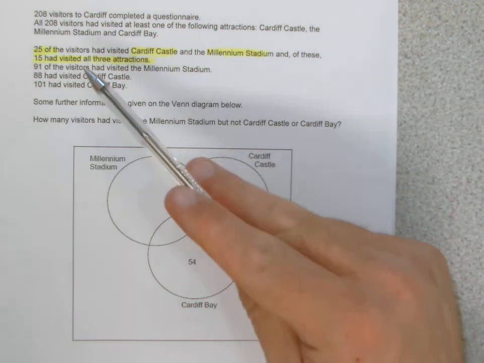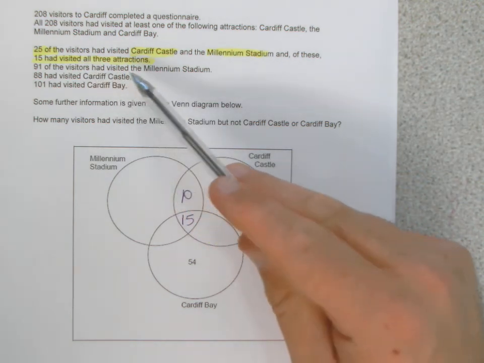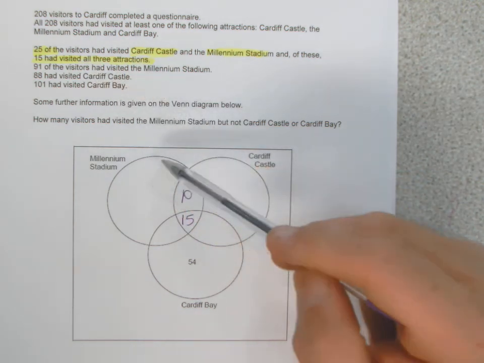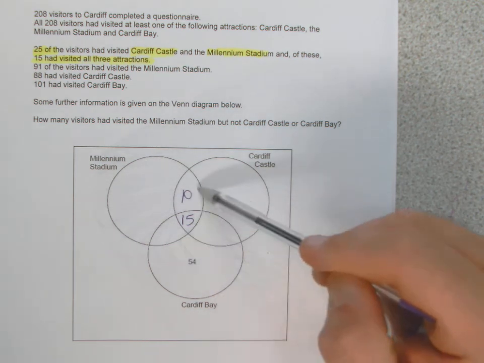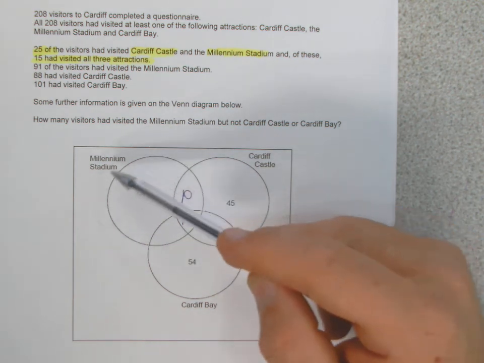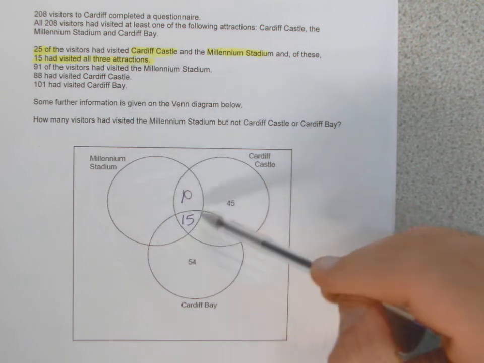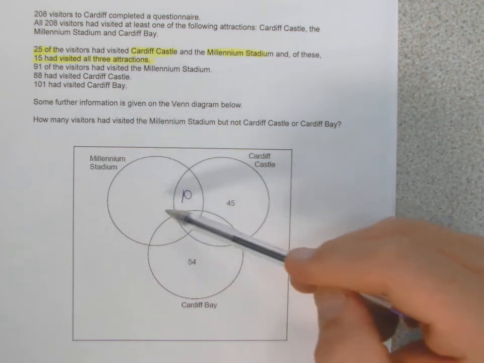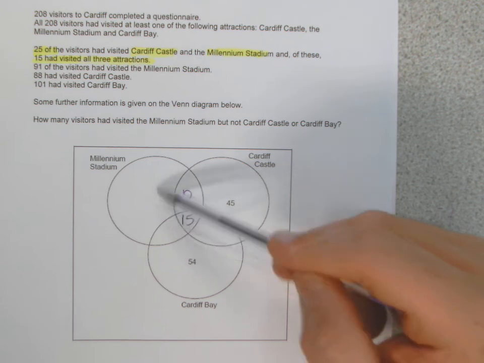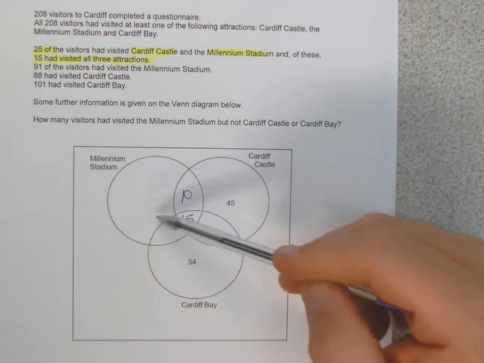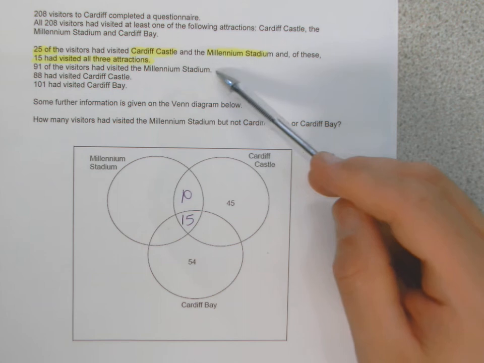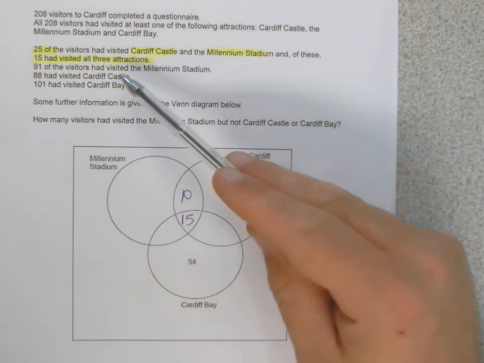Now it says 91 of the visitors had visited the Millennium Stadium. Now let's look at the Millennium Stadium, it's circled here. Unfortunately, that's not really going to help me. The fact that I know there's 91 in this circle, well, I don't know where they're going to go. There's two entries here. I don't know what numbers to put here, so I'm going to leave that for a minute. Let's go to the next one.